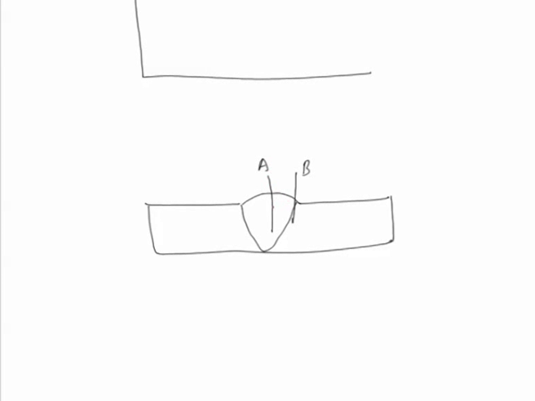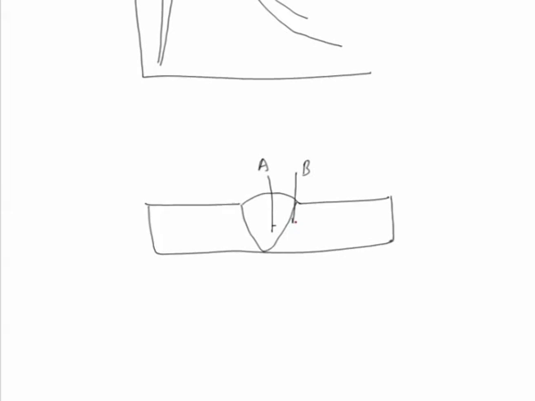So, the weld thermal cycle corresponding to the fusion boundary and the weld thermal cycle corresponding to the location A at the weld center line are found to be different. If we see in both the cases, the heating rate is almost the same, but the solidification rate for A is found to be more as compared to that of B.